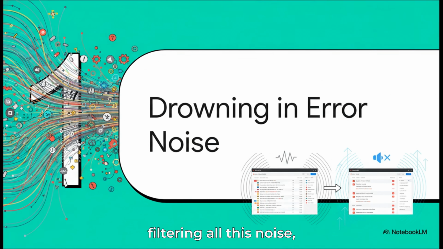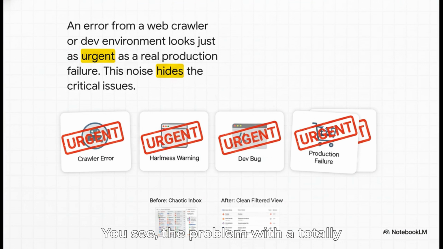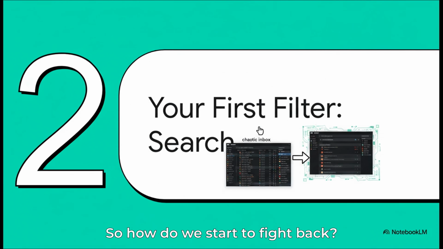Before we can start filtering all this noise, we kind of have to understand, where's it all coming from in the first place? You see, the problem with a totally unfiltered inbox is that everything gets the same level of attention. An error from a search engine bot, a little warning from some ancient browser, or even a bug you created on your own laptop. It all looks just as urgent as a catastrophic failure in your production checkout flow. All this noise doesn't just distract you, it actively hides the stuff you really need to see. So, how do we start to fight back?